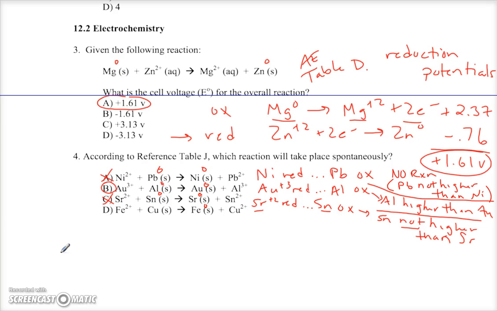And we're going to find the same thing true here. Fe +2 to Fe0, that is showing as iron +2 is being reduced. And the copper 0 going to copper +2 shows the copper being oxidized. And if this were the case, you would expect to see copper higher than iron, and that is not the case. Copper is not higher than iron on Table J. So D is not the correct choice.